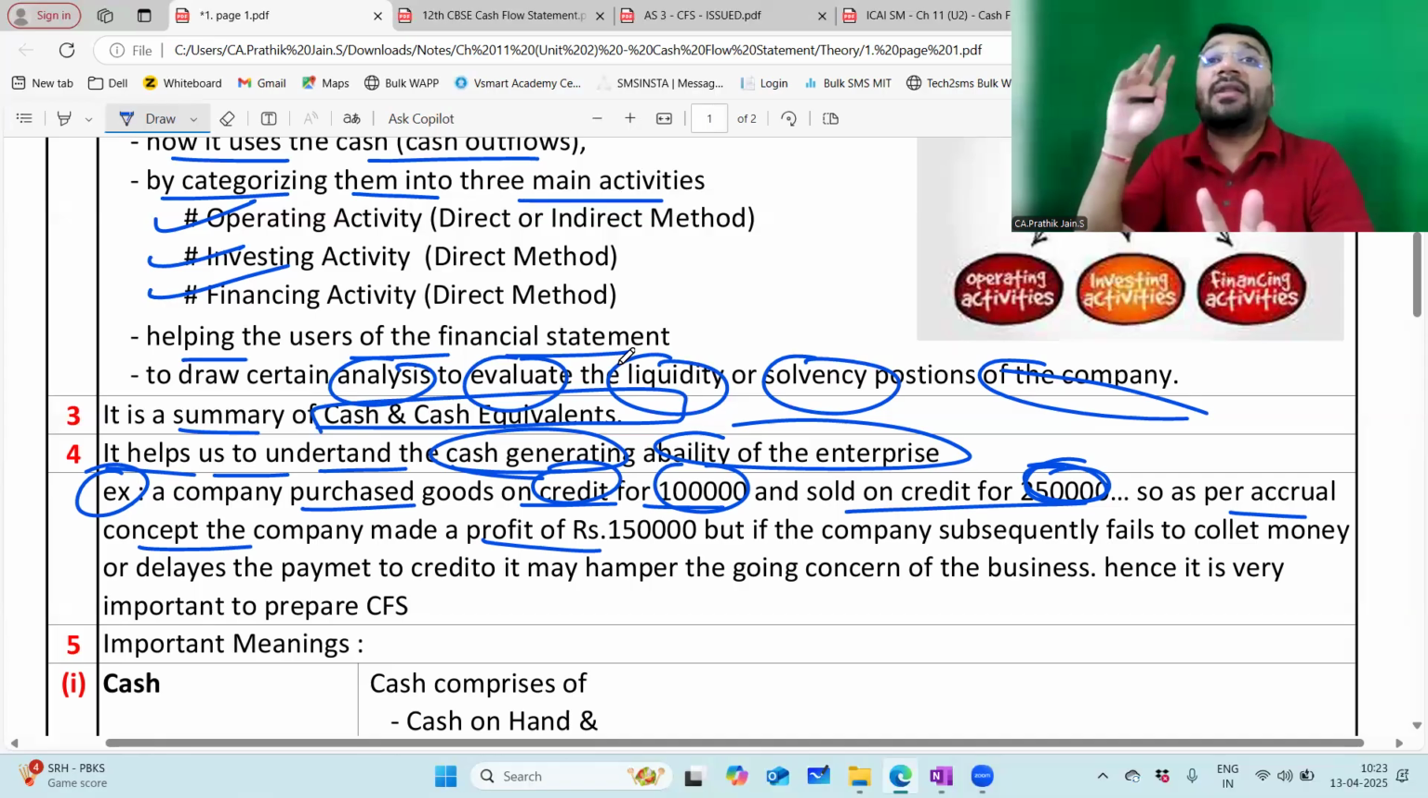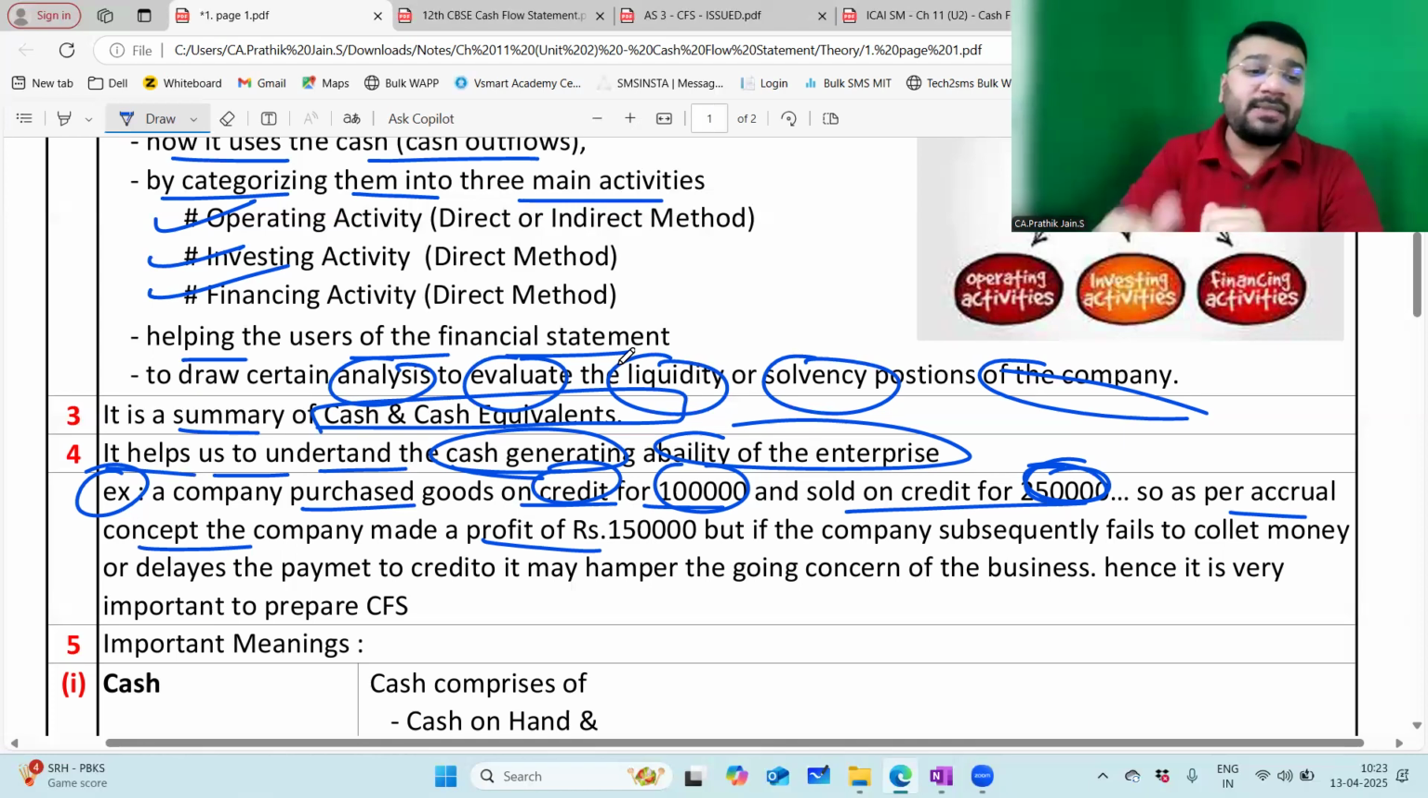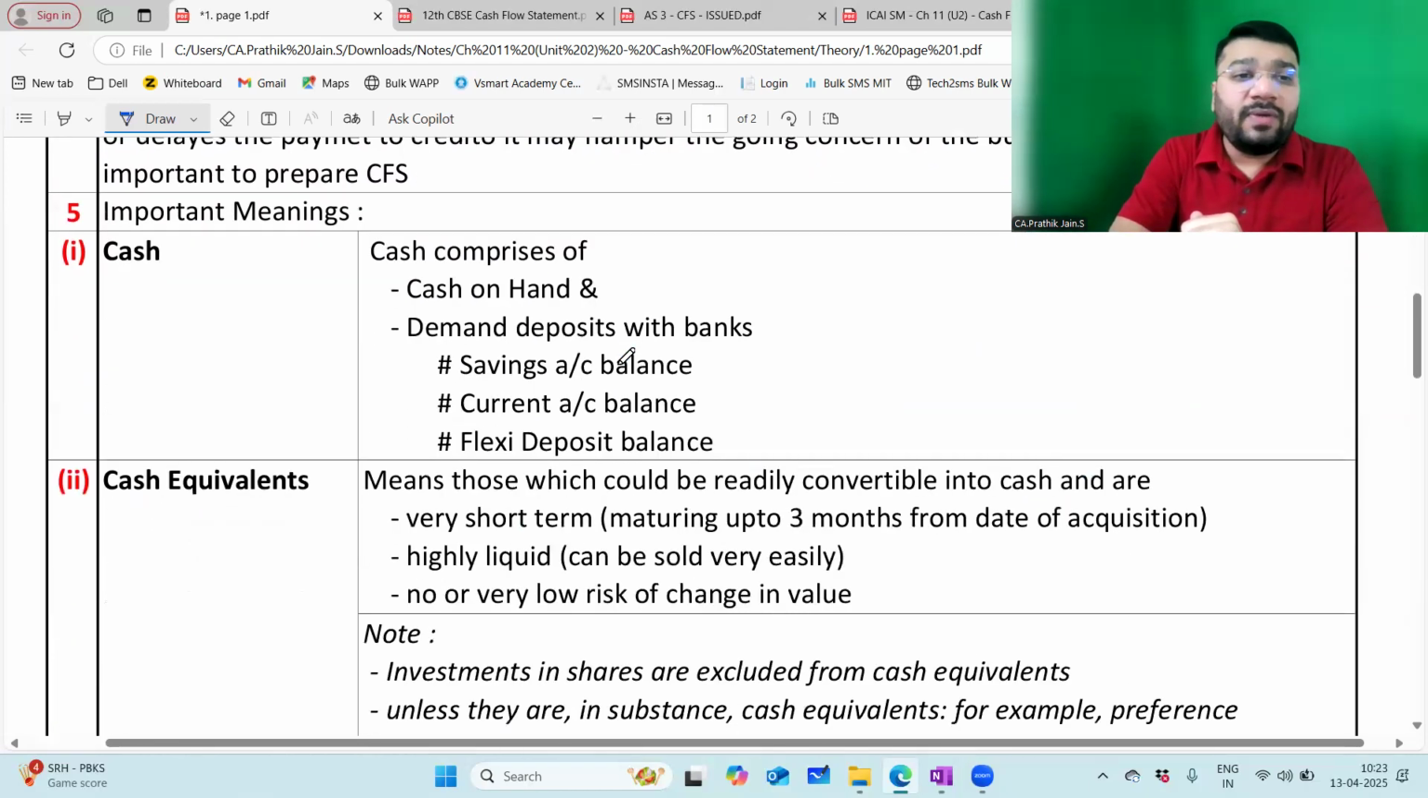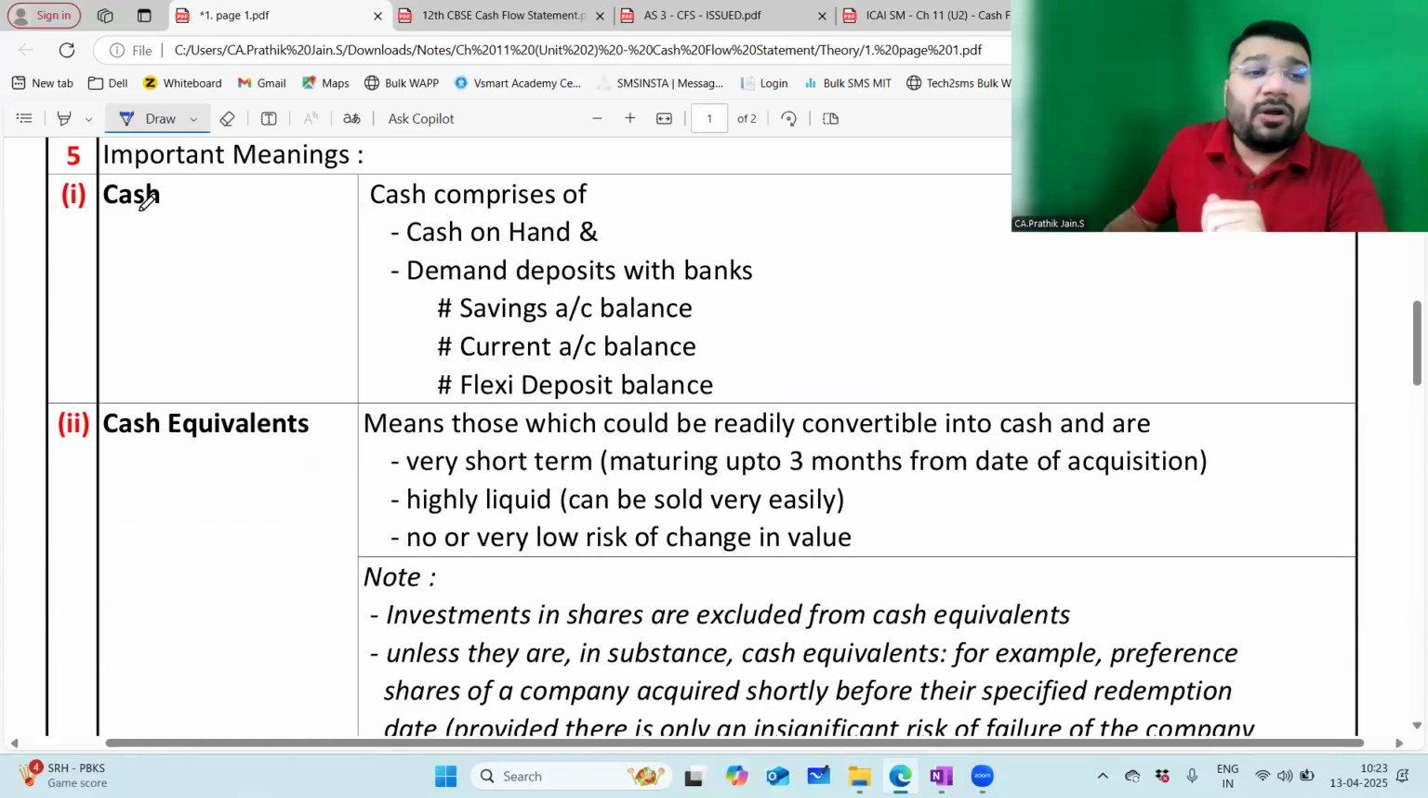So there's a red flag in the cash inflows and outflows not being managed properly. So this is the complete aspect of why the cash flow statement is prepared. Then what did we look into? We looked at the important meanings. So what is the meaning of cash?